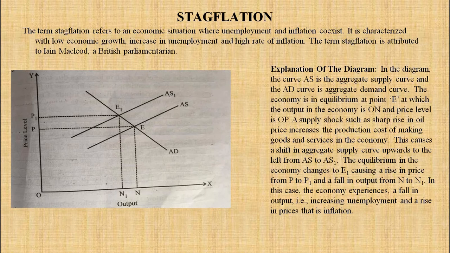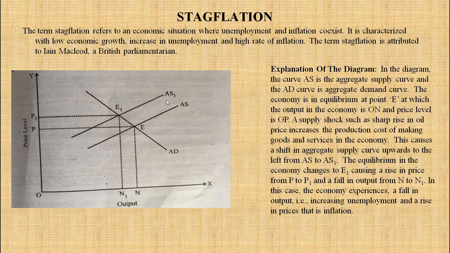A supply shock such as a sharp rise in oil prices increases the production cost of making goods and services. Because oil prices are increasing, the cost is also increasing. This causes a shift in the aggregate supply curve to the left, going back from AS to AS1. This causes the aggregate supply curve to shift upwards to the left from AS to AS1.